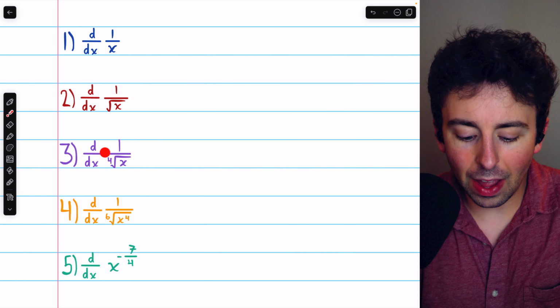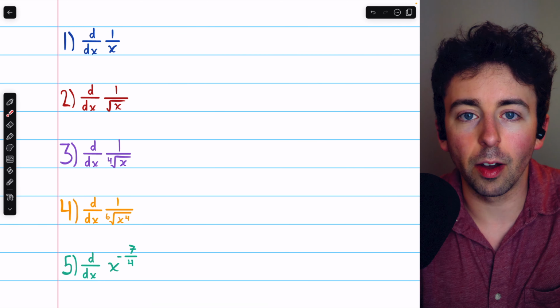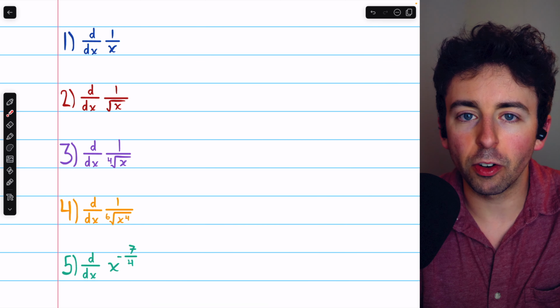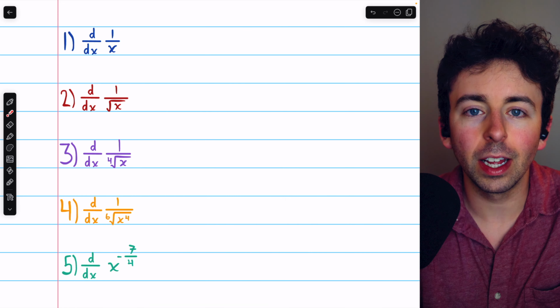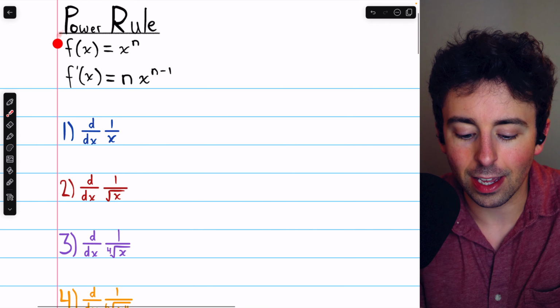Let's do these 5 examples of taking derivatives, which will all require the use of negative exponents. In each case, we'll rewrite the expression as just x to some power, and in each case that power will be negative, and then we'll just apply the power rule.